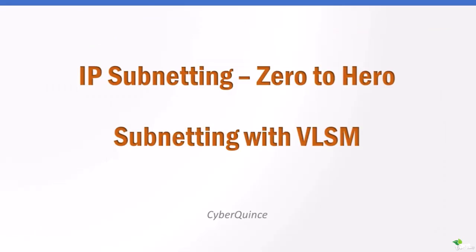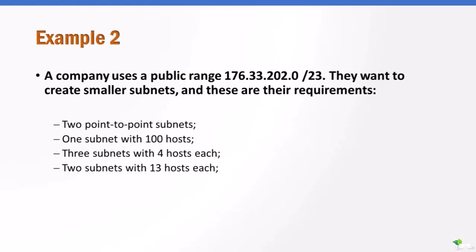Subnetting with VLSM, example number 2. This time, we have a company that uses a public range 176.33.202.0/23. They want to create smaller subnets, and these are their requirements. 2 point-to-point subnets, 1 subnet with 100 hosts, 3 subnets where each subnet has 4 hosts, and then 2 subnets where each subnet has 13 hosts.